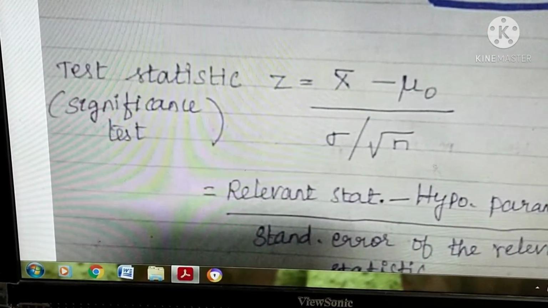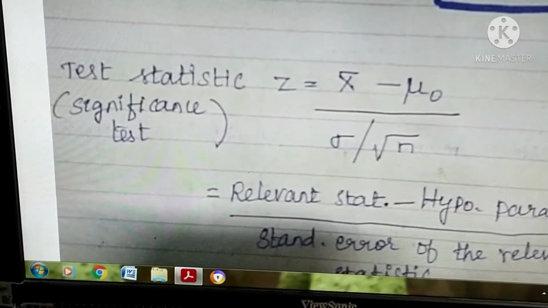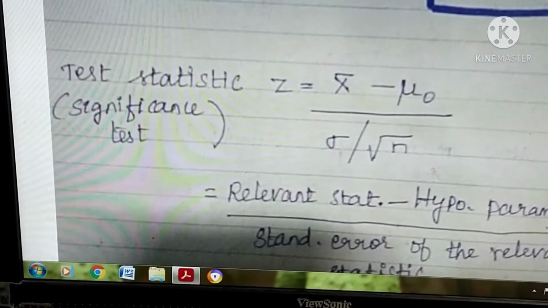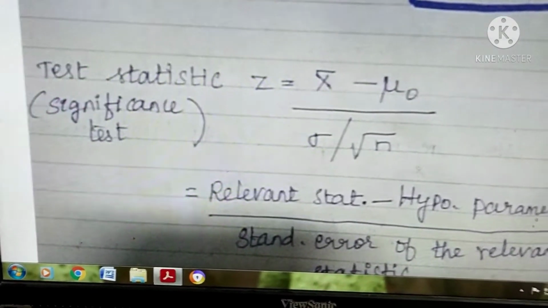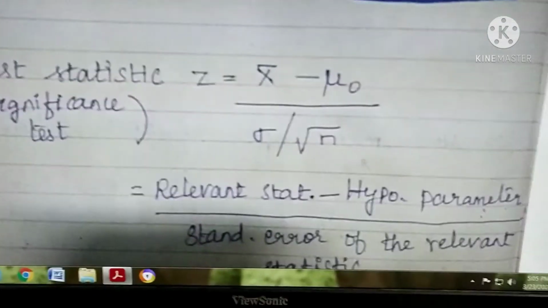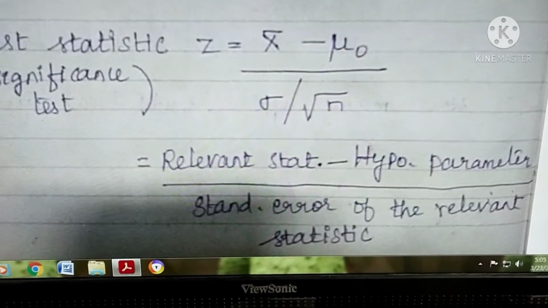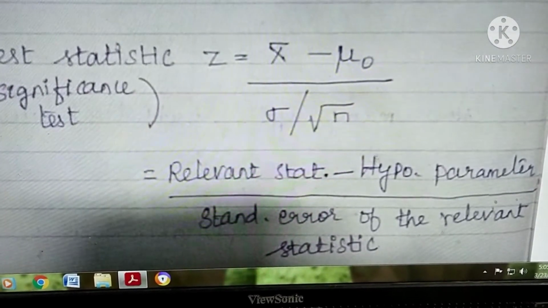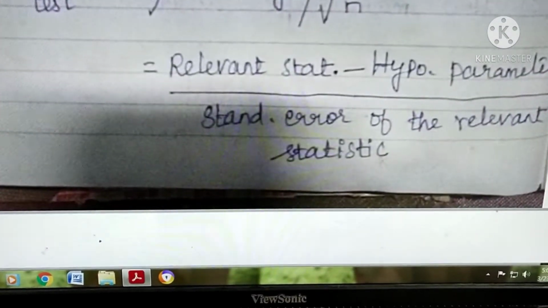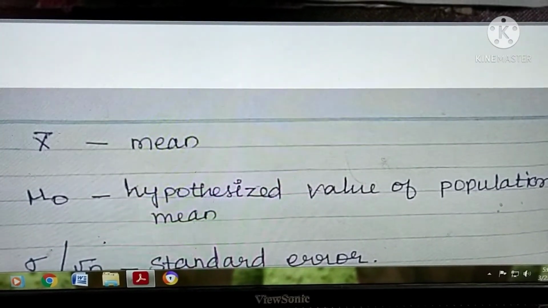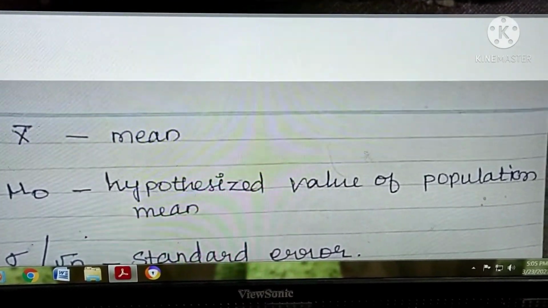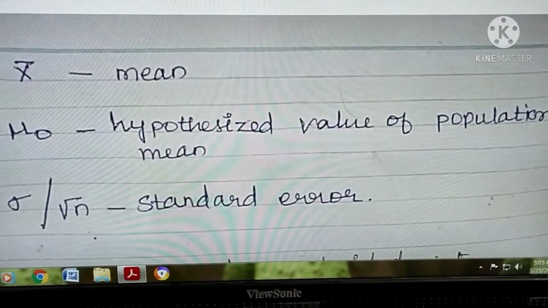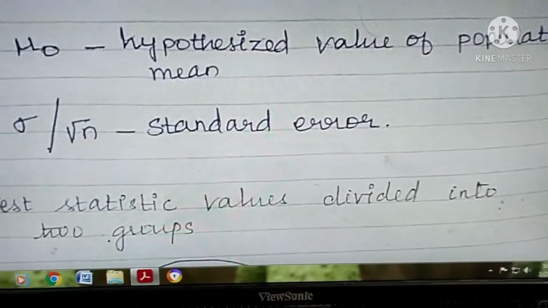Next is the formula for calculating test statistics. Test statistics is also called significance test. Z is equal to x bar minus mu 0 divided by sigma by square root of n. In terms of explanation, relevant statistics minus hypothetical parameter divided by standard error of the relevant statistics. X bar is denoted by mean. Mu 0 is the hypothesized value of population mean. Sigma by square root n is represented as standard error.